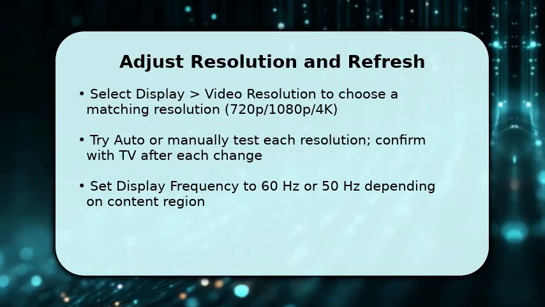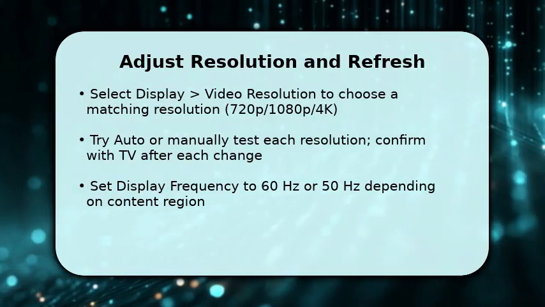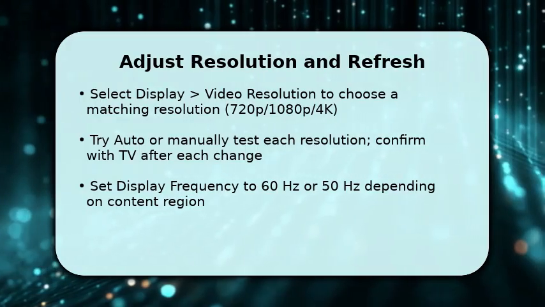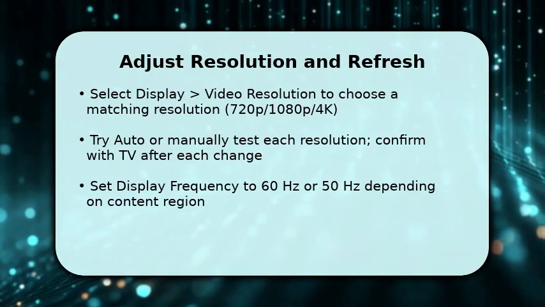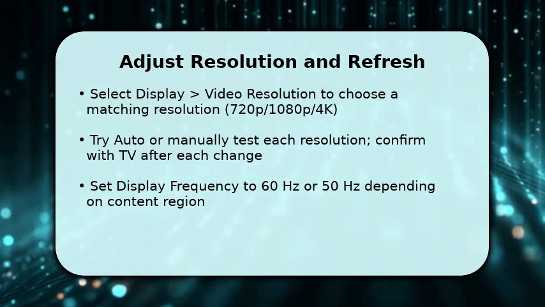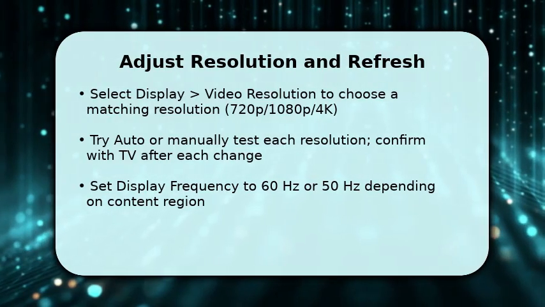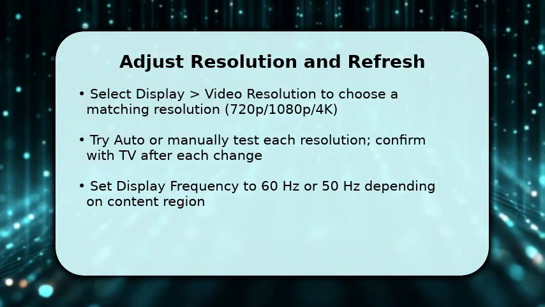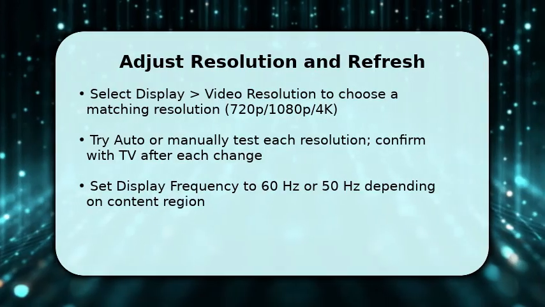Once done, the Firestick will prompt you to keep or revert. Keep it only if the image looks correct. Next, set display frequency to 60 Hz or 50 Hz depending on your region, because mismatched frequency causes judder. Make sure to test HDR toggles if you're complete the process with calibration and a final check.